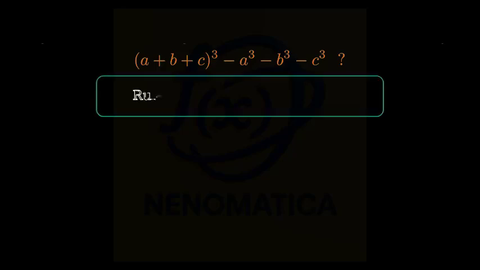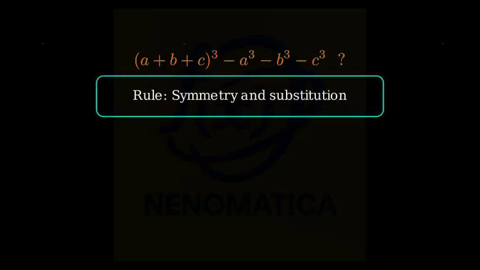In this lesson, we will prove a beautiful symmetric identity step by step. Then we will use symmetry and a clever substitution, propose a factored form, and finally pin down the constant by matching coefficients. Step 1. Rule: symmetry and substitution.